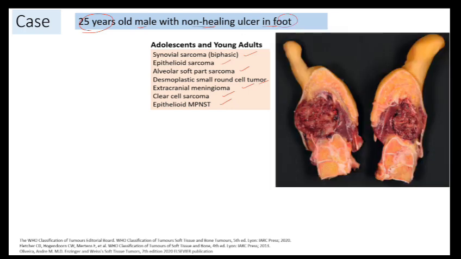See, this is a gross picture of this soft tissue tumor which is destroying the bone and infiltrating into the soft tissue and also causing ulceration of the overlying skin, right? So with this, what are your differentials? Like sarcomas which are common in the acral sites, like your hands, foot and extremities.